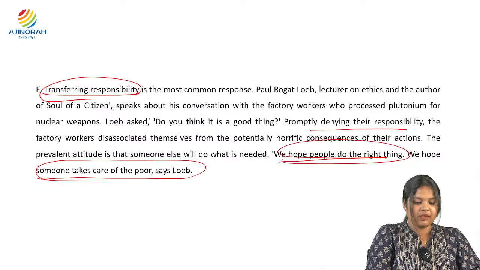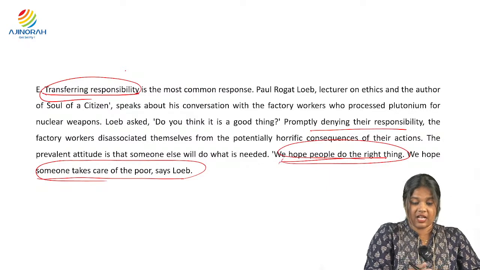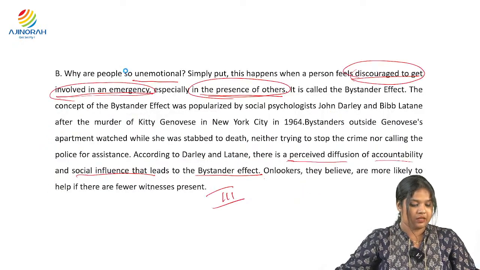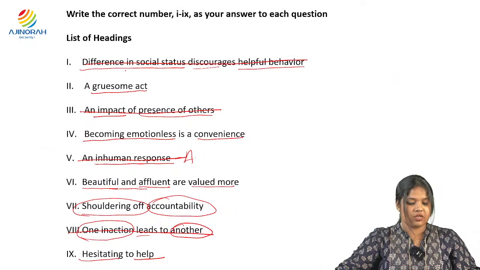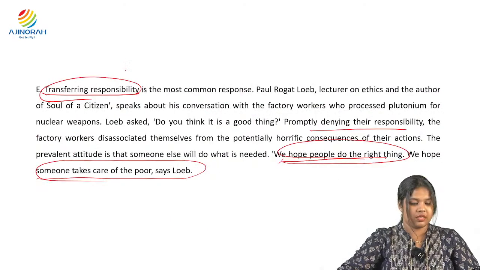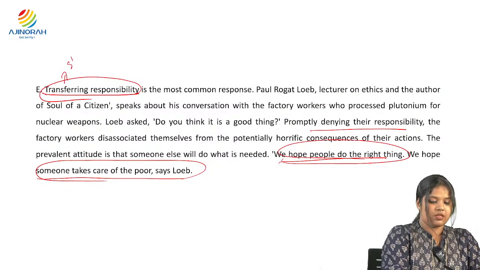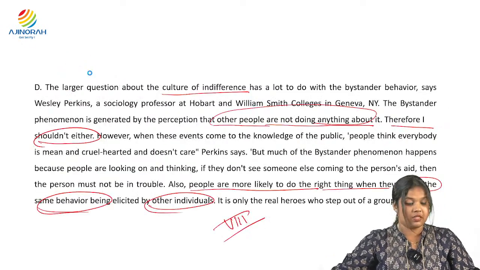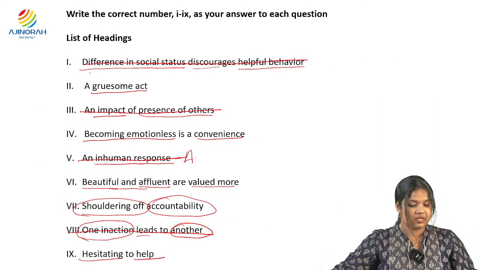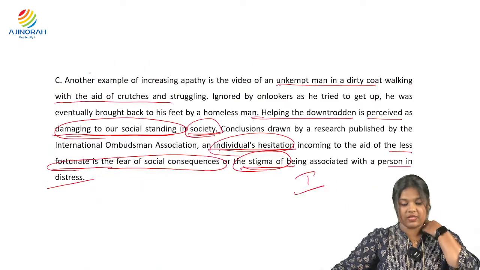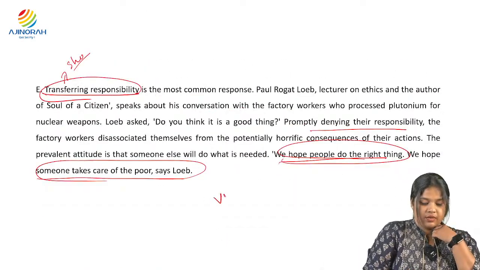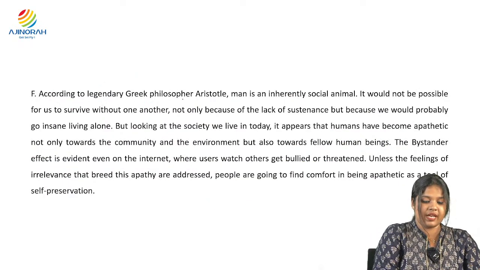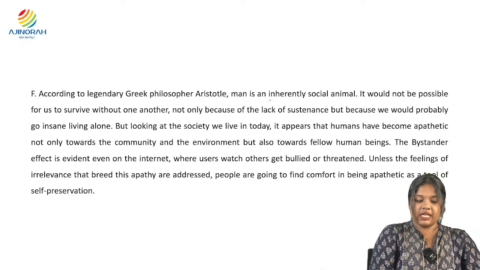See, it's in the first and last sentence of the paragraph. Transferring responsibility is shouldering of accountability, and responsibility is accountability. So the answer is yes, the seventh is the answer. Okay, now the last paragraph. According to the legendary Greek philosopher Aristotle, man is an inherent social animal.